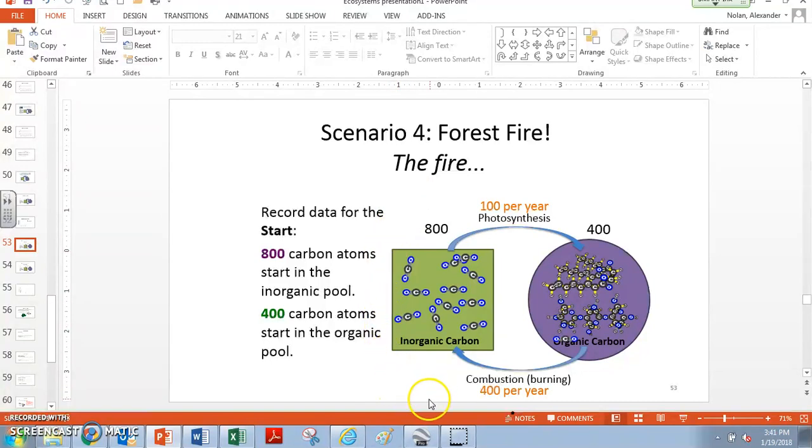We just have a really bad year, and we've got our organic pool, we've got our inorganic, and we do have some photosynthesis going on. We also have a lot of burning, as well as some cellular respiration. So we've got a lot of carbon that's fluxing out from the organic into the inorganic, and we only have a little bit that's actually being photosynthesized that year.